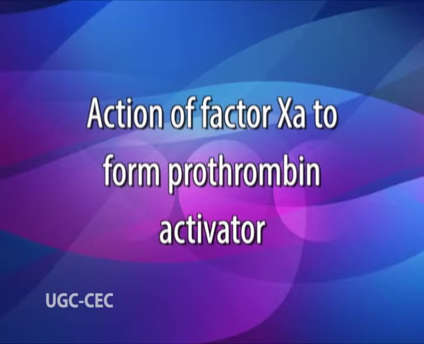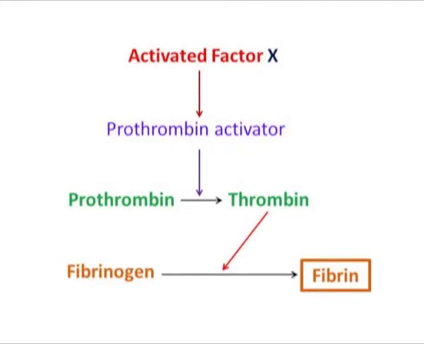Action of factor Xa to form prothrombin activator. This step in the intrinsic pathway is the same as the last step in the extrinsic pathway. That is, activated factor X combines with factor V and platelet or tissue phospholipids to form the complex called prothrombin activator. The prothrombin activator in turn initiates within seconds the cleavage of prothrombin to form thrombin.